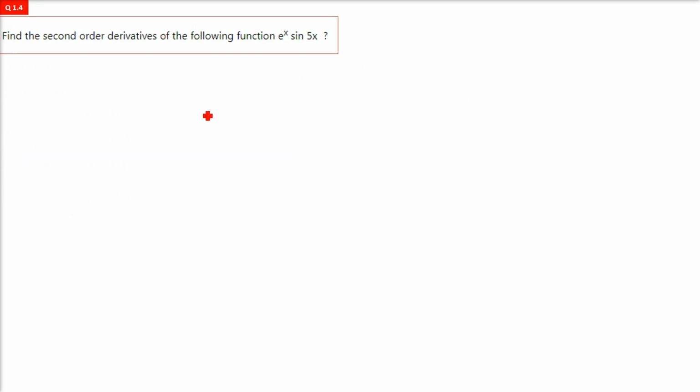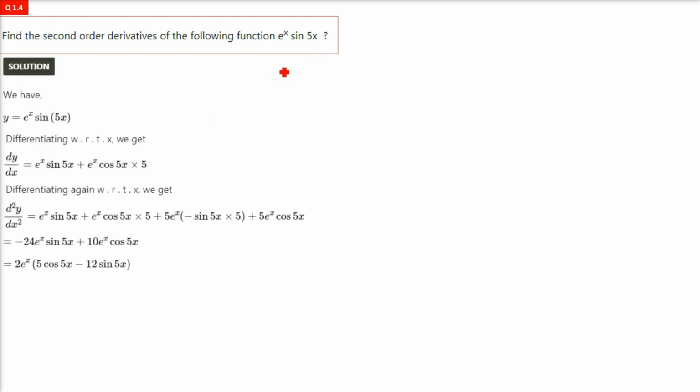Now find the second order derivative of the following function, e to the power x sine 5x. So you have to differentiate it twice. Those who want to do it by themselves can, but we will do it. We all will do it. e to the power x sine 5x. So e raise x, the derivative of sine 5x is cos 5x, and differentiation of 5x will be 5. This will be 5 e raise x cos 5x.